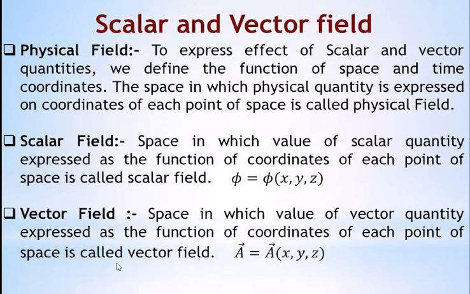After that we will study the vector field. Space in which the value of a vector quantity is expressed as a function of coordinates of each point of space is called a vector field. And here we represent the vector field by a vector function. So here we write the vector function A vector equal to A of x, y, z. Here x, y, z are the coordinates in 3-dimensional space.